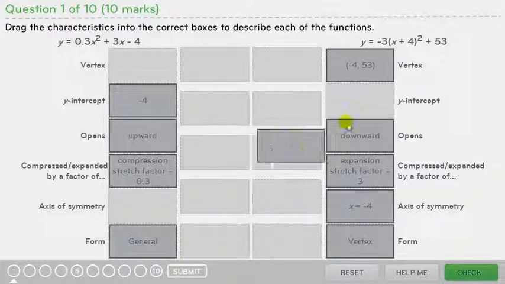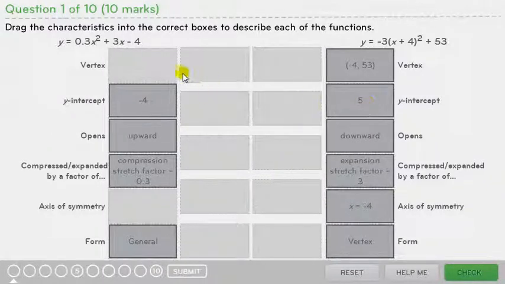Our y-intercept. Great. So we have two empty boxes here, and that's because we can't tell what our vertex is when we're given a function in general form. And because we don't know what the vertex is, we also don't know what the axis of symmetry is. In order to find those two answers, we would have to complete the square for this function. Let's check our answer.